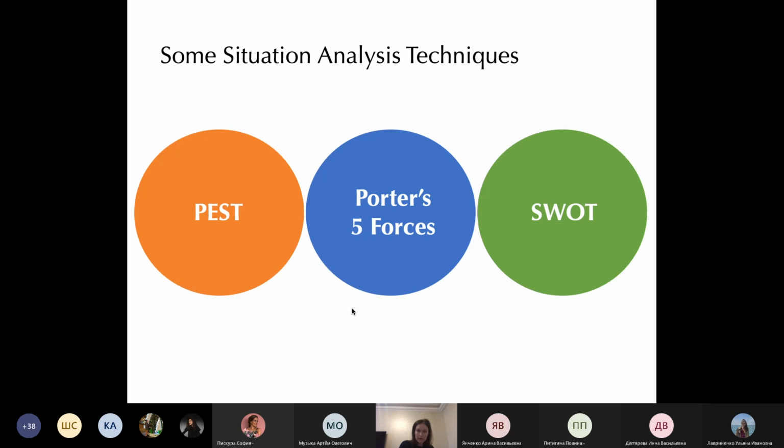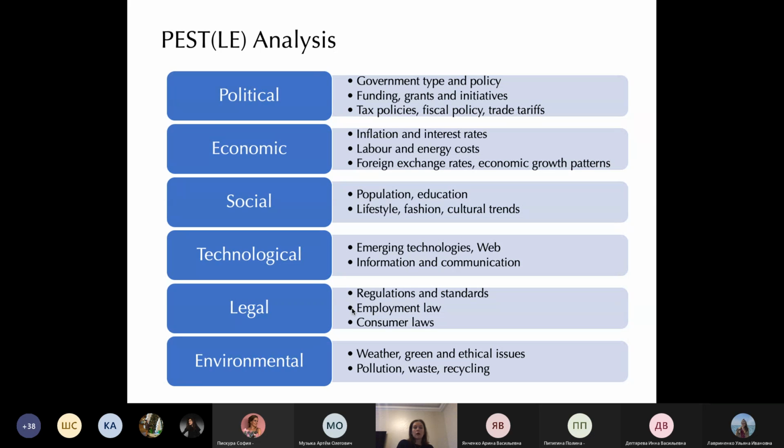So again, a repetition. Those are some situation analysis techniques. Probably you are more aware of PEST and SWOT, and you have covered them in your seminars. I will briefly also talk about Michael Porter's 5 forces analysis. Maybe you will also find this instrument useful for your situation analysis. So PESTEL analysis is an instrument of what level of analysis?